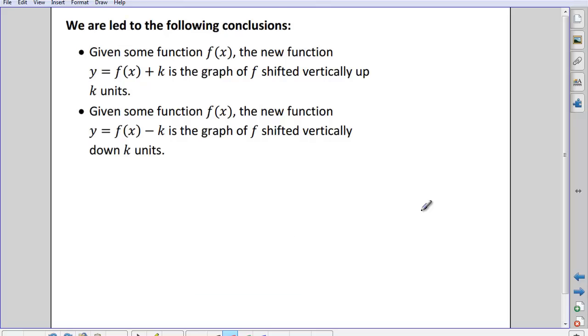We can generalize that. If we have some function f of x, the new function f of x plus k is the graph of f shifted vertically up k units, whatever that k is. That might be f of x plus 5 or 6 or 7. And then the same thing, f of x minus k, we shift vertically down k units. So plus k goes up, minus k goes down.